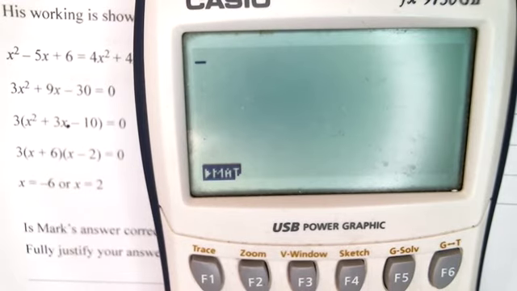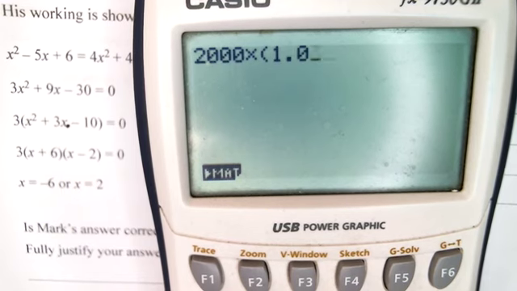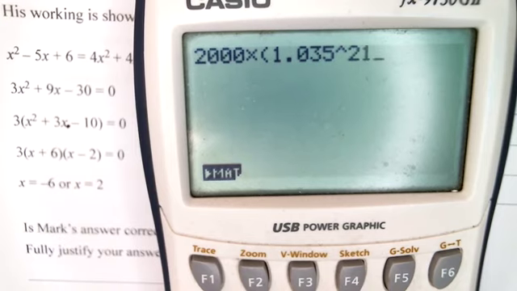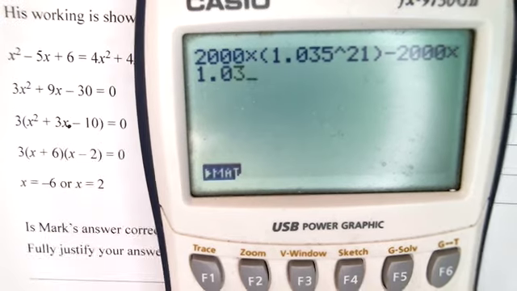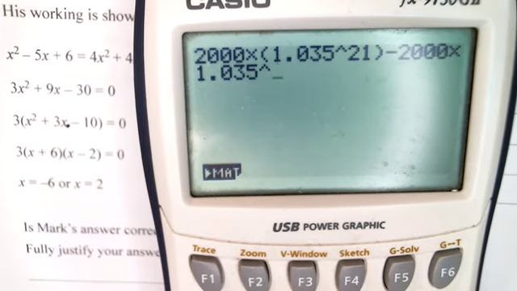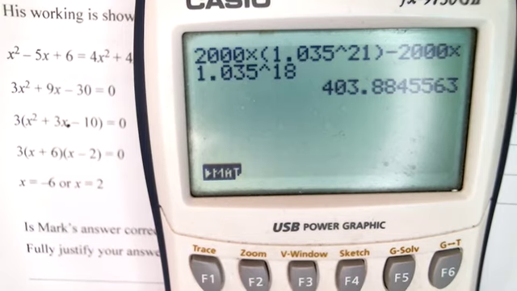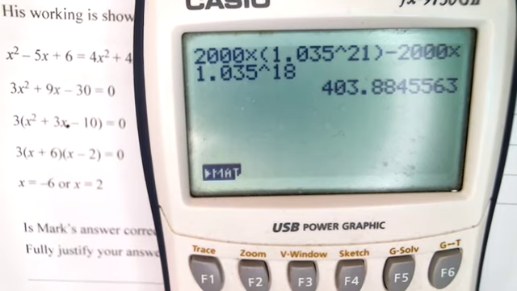So I'm going to go 2,000 times 1.035 to the power of 21. We really don't need brackets at all for this. Then the next bit: 2,000 times 1.035 to the power of 18. No brackets really required, I don't think. And we got $403.88. So for an extra 3 years, she only gets an extra $400.